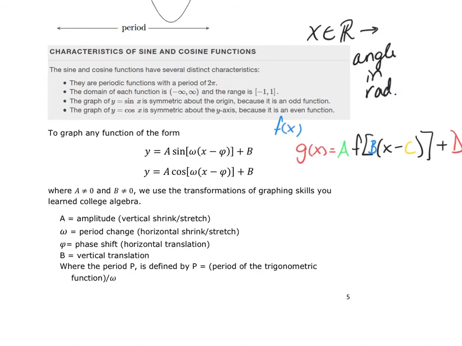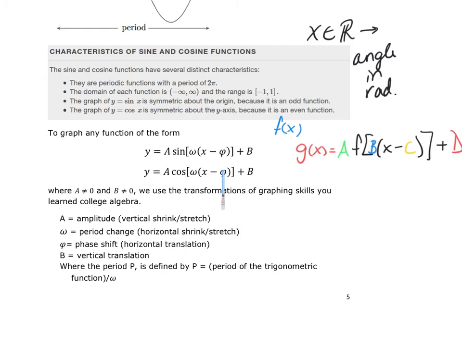Our a in front, in Precalc 1, we still call it a, that is our amplitude. That is the distance traveled from the baseline to a maxima or a minima. And remember, the only ones that have amplitude are sine and cosine. We call omega, which we would normally have called just the b value, our horizontal shrink or stretch.